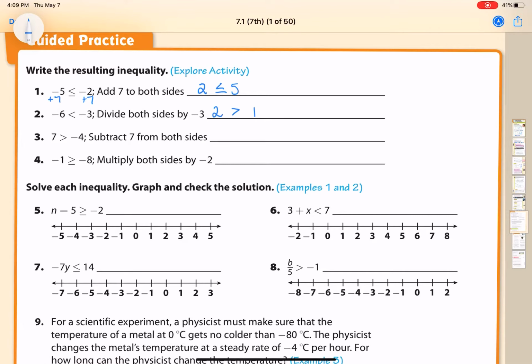Number 3, 7 is greater than negative 4. Subtract 7 from both sides. 7 minus 7 is 0. Negative 4 minus 7 is negative 11. And number 4, we're going to multiply both sides by negative 2. And when we multiply by a negative, we switch the inequality symbol. So negative 1 times negative 2 is 2. And negative 8 times negative 2 is 16.